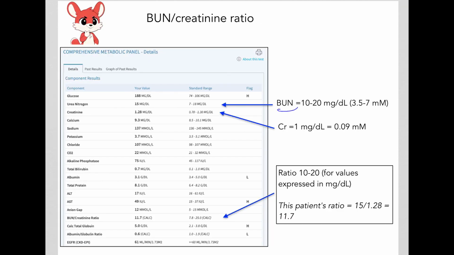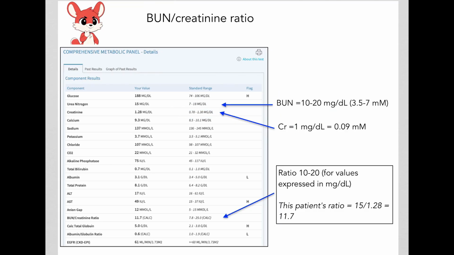The normal range for BUN, you can see, is about 10 to 20 milligrams per deciliter. That's about 3.5 to 7 millimolar. For creatinine, it's about 0.7 to 1.3, so that's about 1 milligram per deciliter. So that's 0.09 millimolar. And these values vary a little bit from lab to lab depending on the methodology they use for analyzing the serum urea or the creatinine.